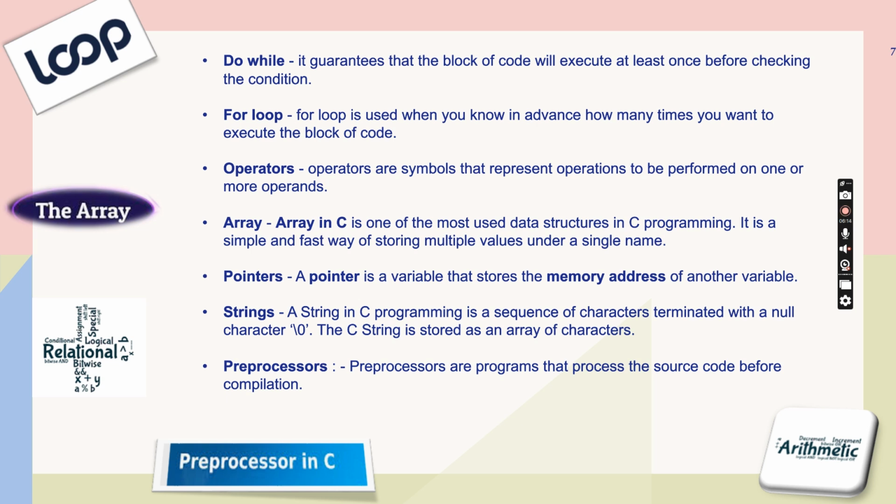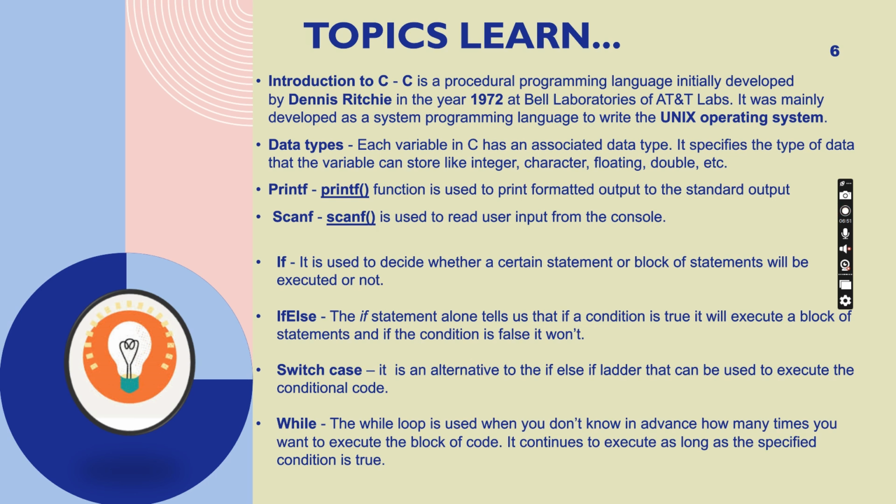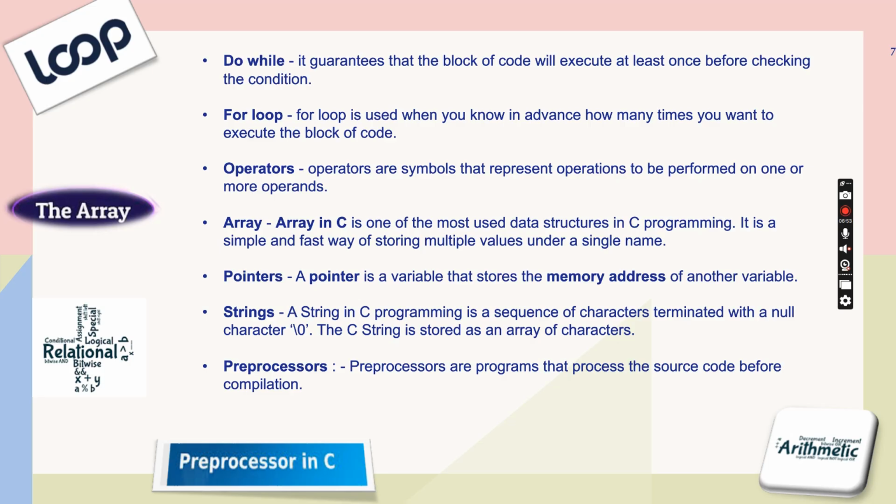Then operators, arrays, pointers, and strings are very important in programming. Operators are symbols which represent operations to be performed on one or more operands. Then array is one of the most important in programming, which is the simplest and fastest way of storing multiple values under a single name. Then a pointer is a variable which stores the memory address of another variable. Then a string is a sequence of characters terminated with a null character and stored as an array of characters. Then preprocessors are programs that process the source code before compilation. So here are topics which are very important in programming.